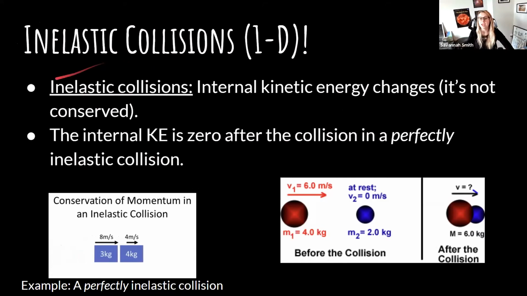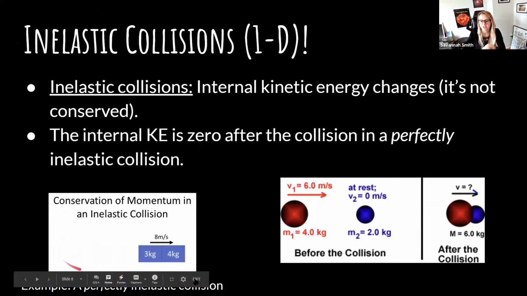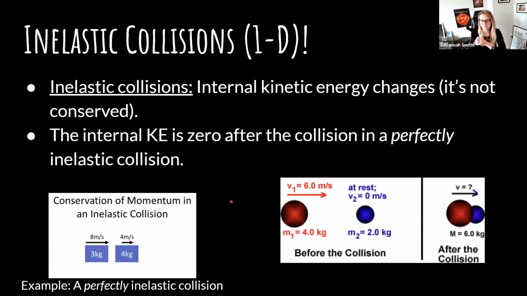So inelastic collisions is where the internal kinetic energy changes, so it's not conserved. Here's an example, here's a GIF of this. One's moving twice as fast and it's also weighing less. So if it's inelastic, what happened? Can you explain why that is? Just guess, be wrong, right?